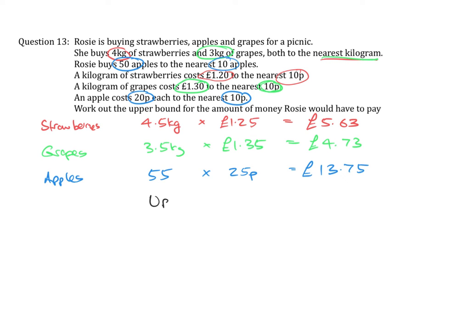So we want the upper bound for the amount of money. So the upper bound for the total will be just these numbers added together. So we've got 13.75 plus 4.73 plus 5.63, and then we get the answer of £24.11.